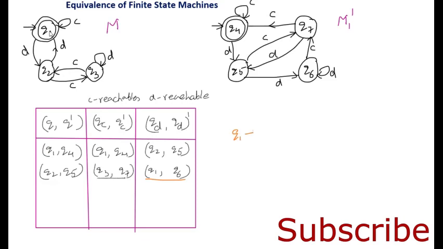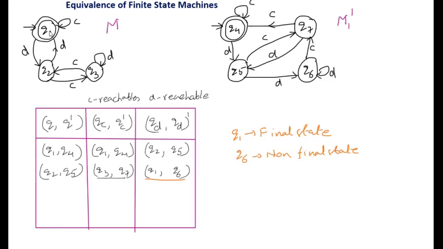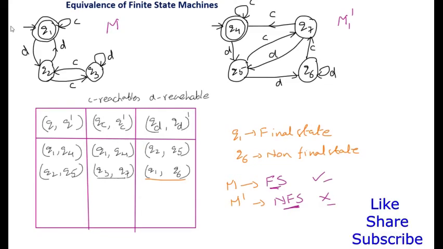Here Q1 is a final state in machine M and Q6 is a non-final state in machine M dash. In this example, M is reaching the final state and M dash is reaching the non-final state. That means a string given to M is accepted by reaching the final state, and the same string is not accepted by M dash because it reaches the non-final state. That means M and M dash are not accepting the same kind of strings. One machine is accepting and another machine is rejecting, so M and M dash are not equivalent.